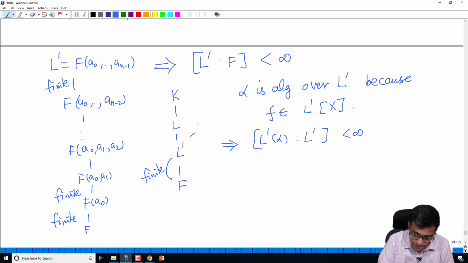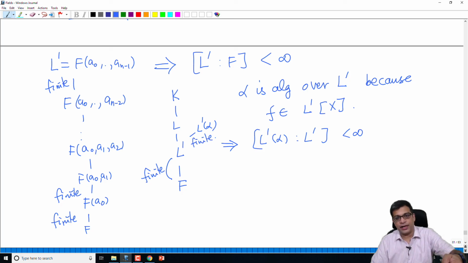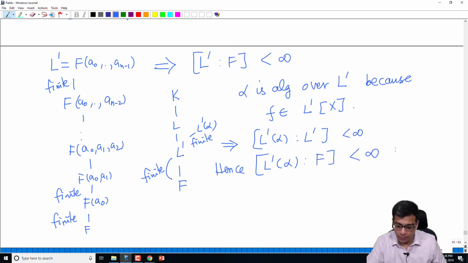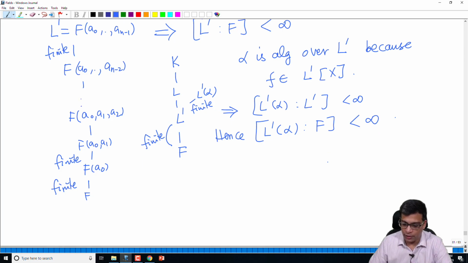So what I have is that L prime(alpha) over L prime is finite, because it's an algebraic extension generated by a single element, so its degree is the degree of alpha itself. So now this is finite, this is finite, hence L prime(alpha) over F itself is finite, because the degree of L prime(alpha) over F is the degree of L prime over F times the degree of L prime(alpha) over L prime. So this times this is the degree of L prime(alpha) over F. So if L prime(alpha) over F is finite, that means alpha is algebraic over F.